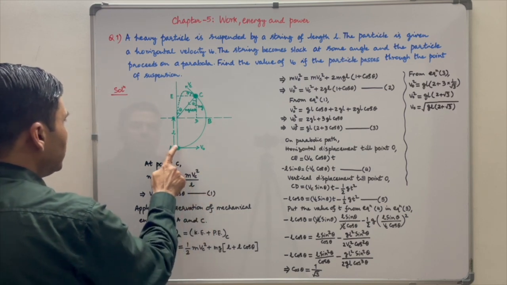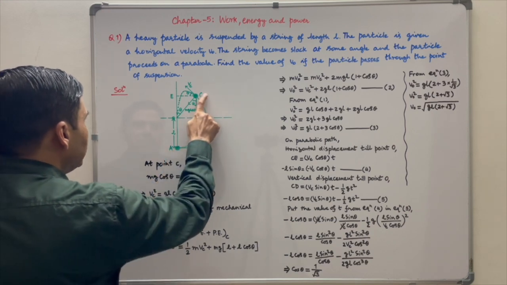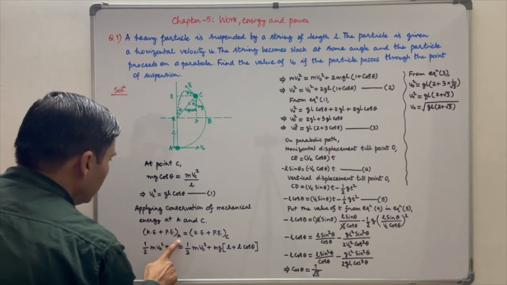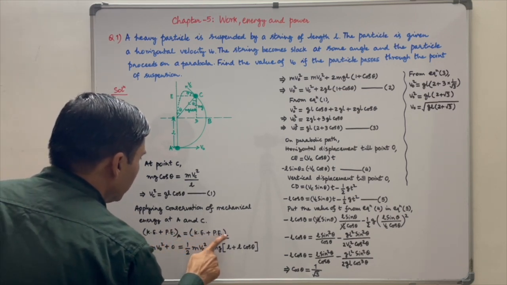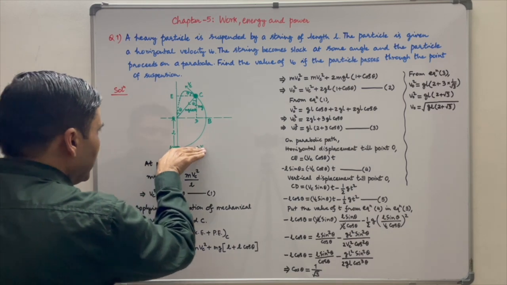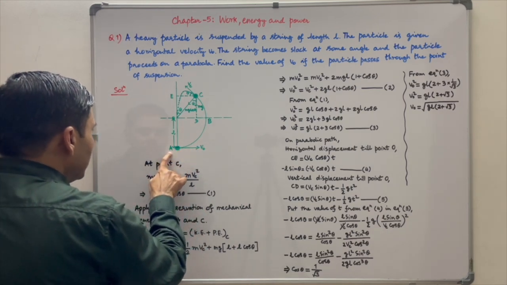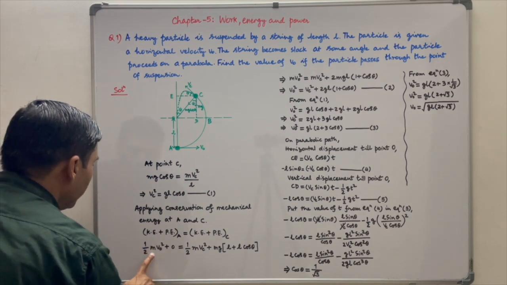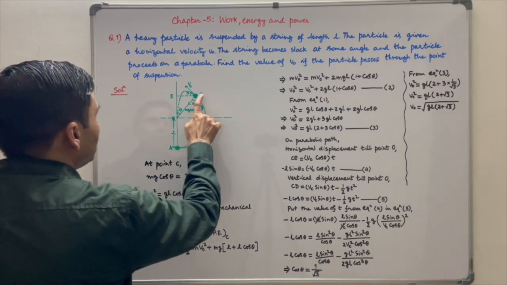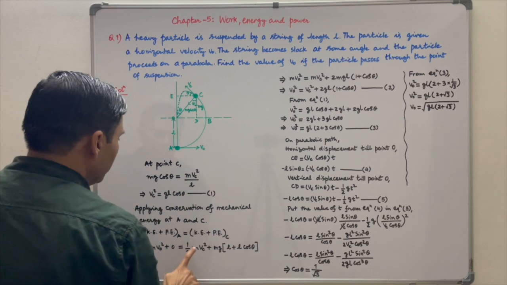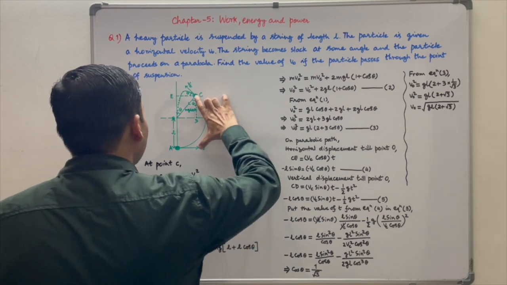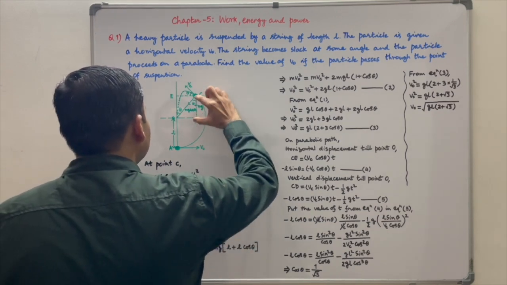We can apply conservation of mechanical energy at point A and C. So we can say that kinetic energy plus potential energy at A is equal to kinetic energy plus potential energy at C. Suppose we take a horizontal line passing through A as reference. So kinetic energy of the particle at point A is half mv0 square and potential energy of the particle is 0. Kinetic energy of the particle at point C is half mVc square and potential energy is m into g into this height, and this height is equal to L plus CD.